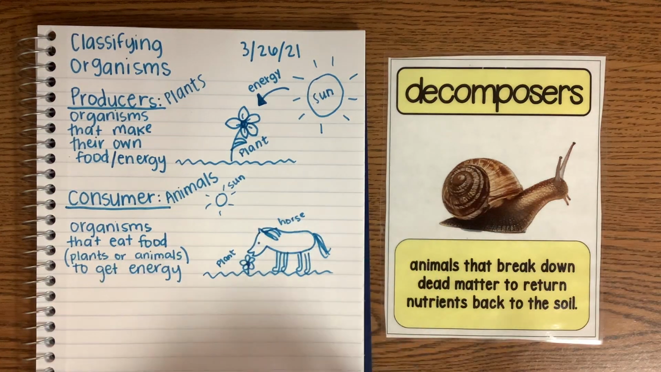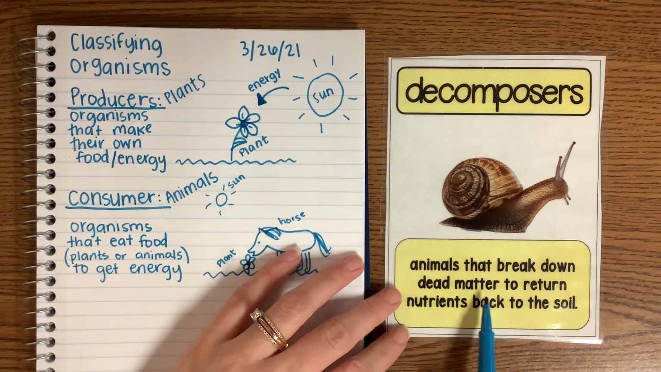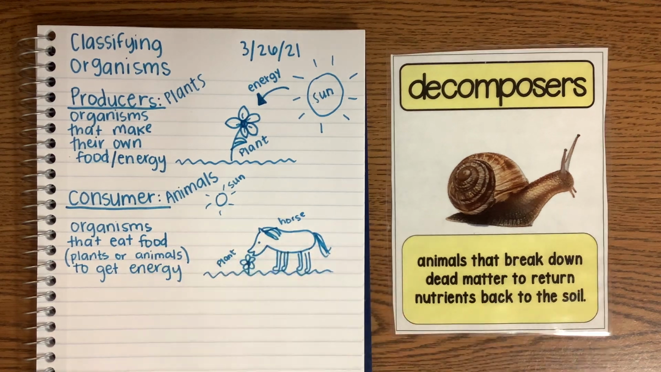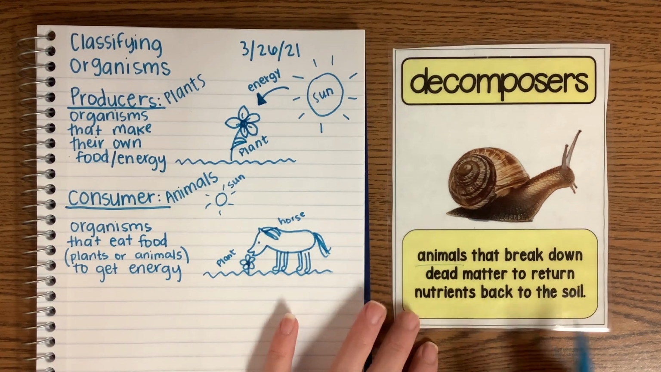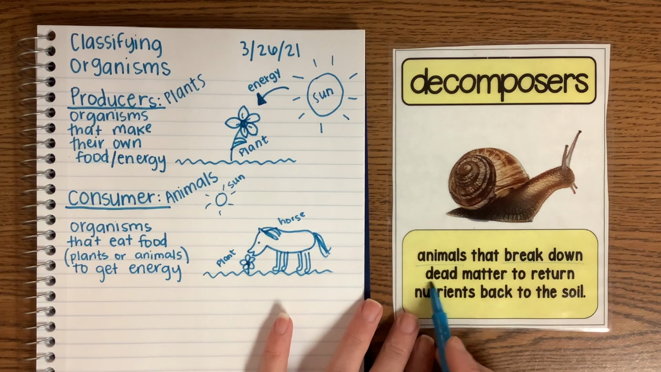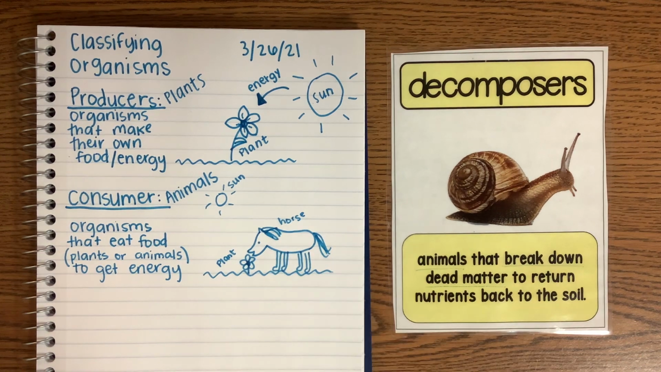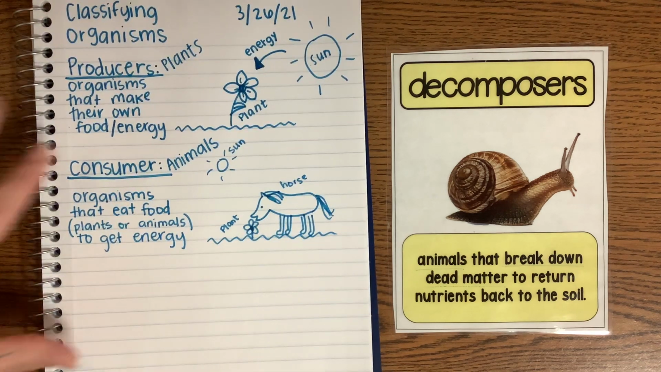So a decomposer is an animal that breaks down dead matter to return nutrients back to the soil. So decomposers are animals that break down dead matter. Ew. Sounds pretty gross, doesn't it? But that's how the soil gets its nutrients. And that's how things break down. So we're going to add that to our list.